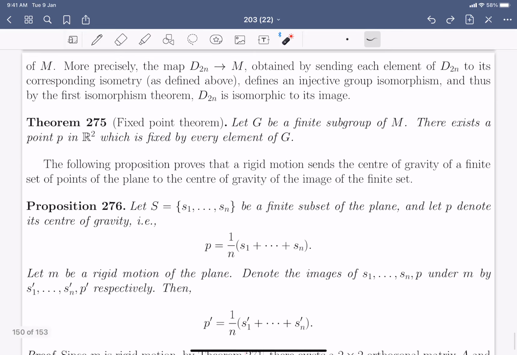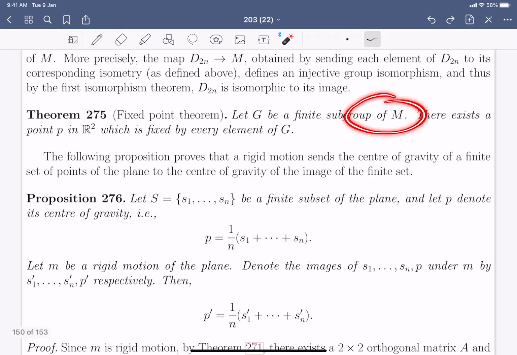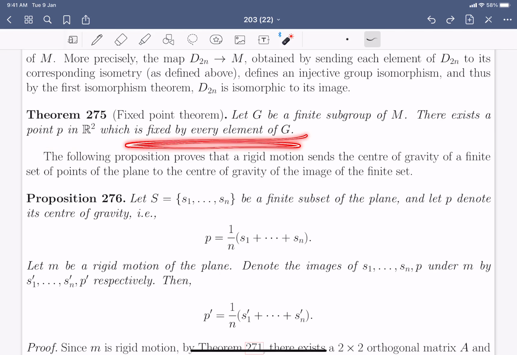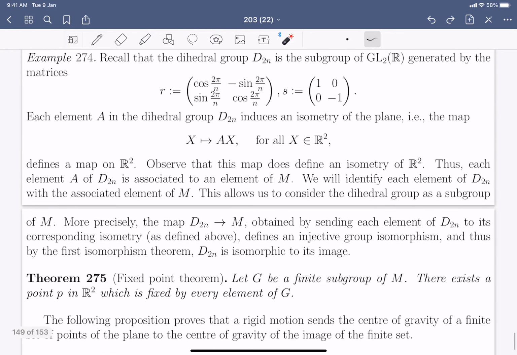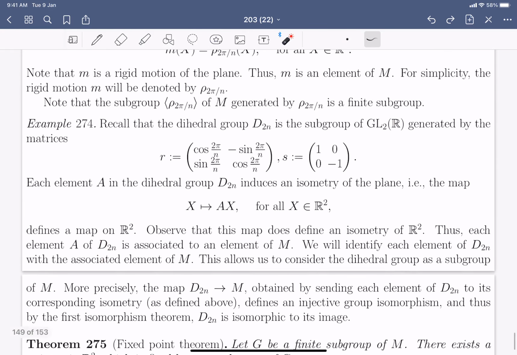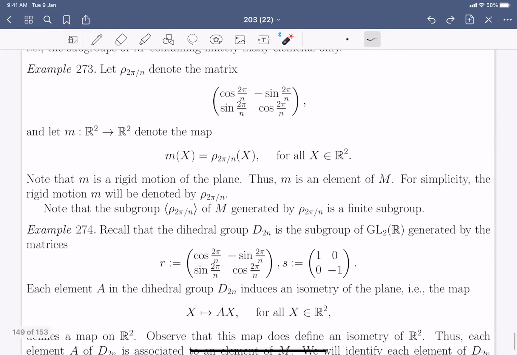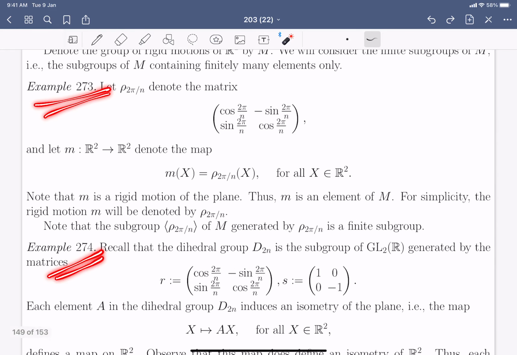Great. So if you look at the finite subgroups of M, maybe we start with a finite subgroup G of M, then it turns out that any such subgroup has a fixed point. That is, there is a point P inside R2 that is fixed by every element of G. This is clear for the previous examples that we have just considered in example 273 and 274.